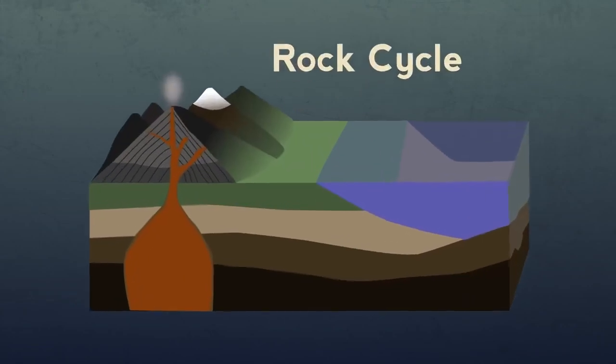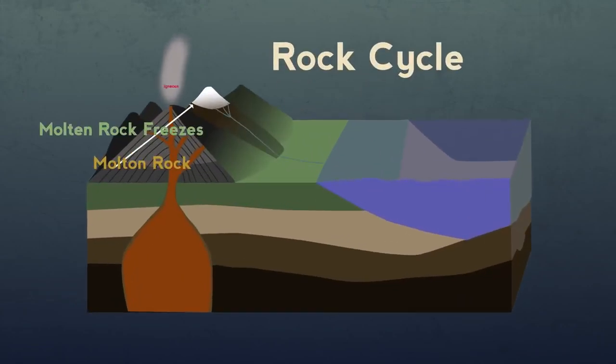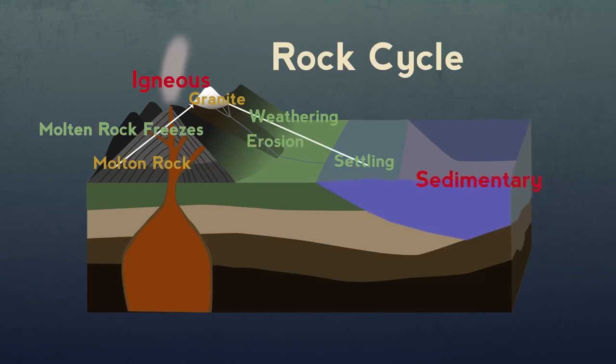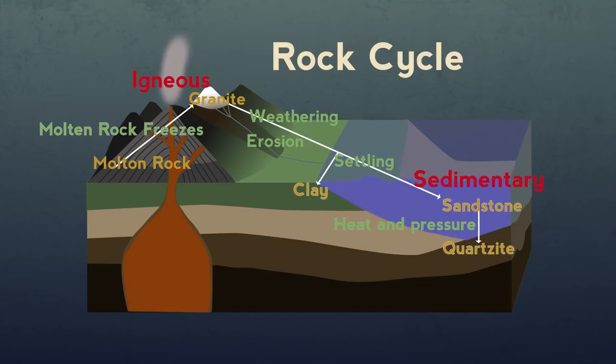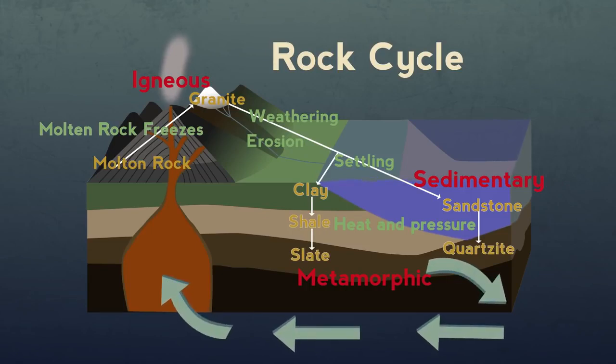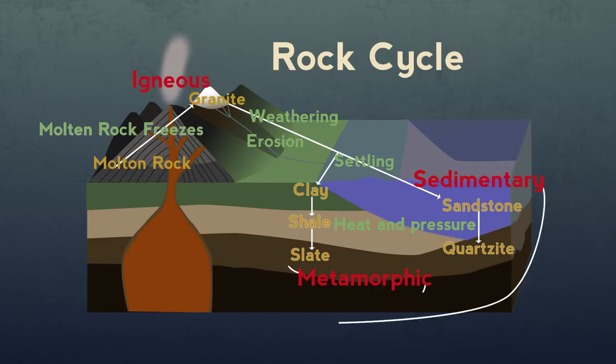So to summarize, molten rock solidifies, forming igneous rock like granite. They get weathered, that's broken apart, then eroded, transported, to form sedimentary rocks like sand and clay. These can get heated and compressed to form metamorphic rocks like shale and slate. The movement of the Earth's tectonic plates carries rocks into the mantle where they melt to start the cycle all over again.